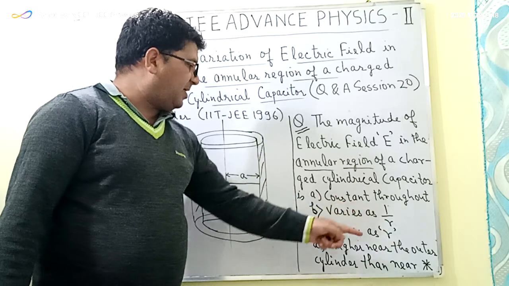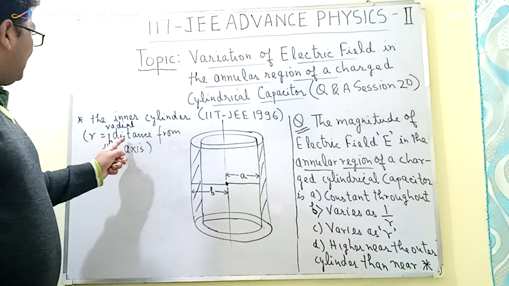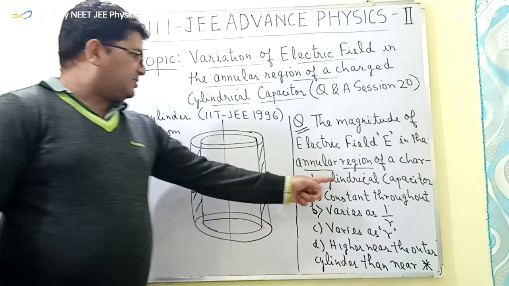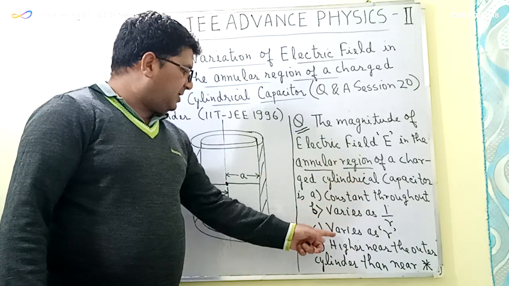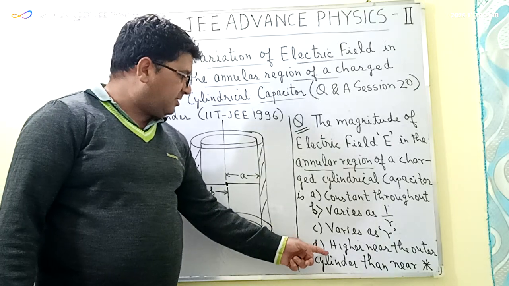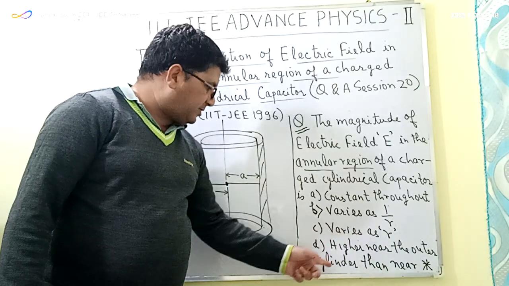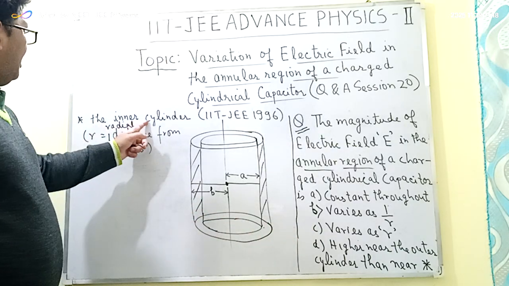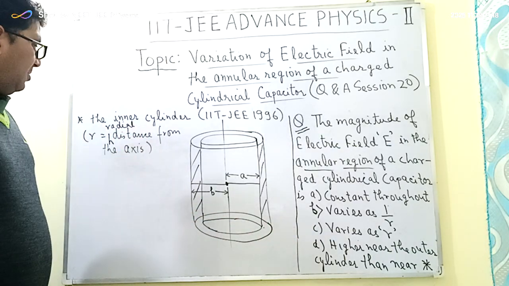B, it varies as 1 by r. Here r is the radial distance from the axis of the cylindrical capacitor. And C, it varies as r. And the fourth option is that it is higher near the outer cylinder than near the inner cylinder.